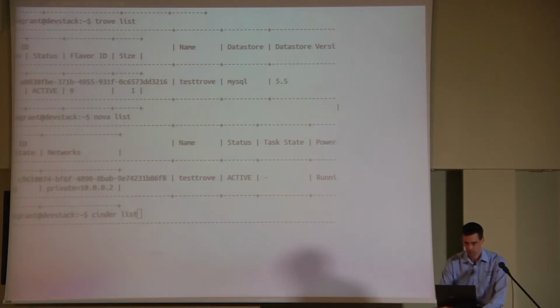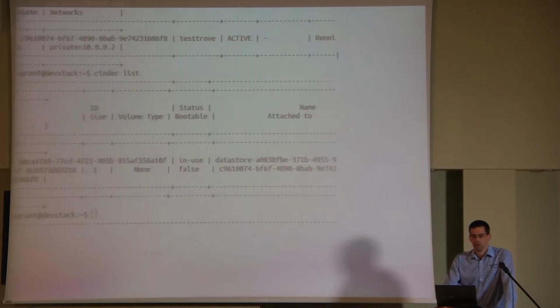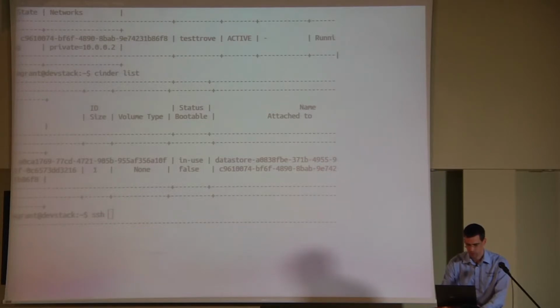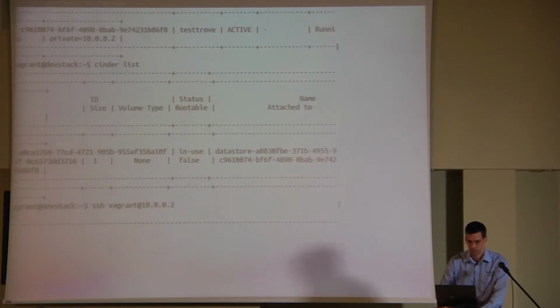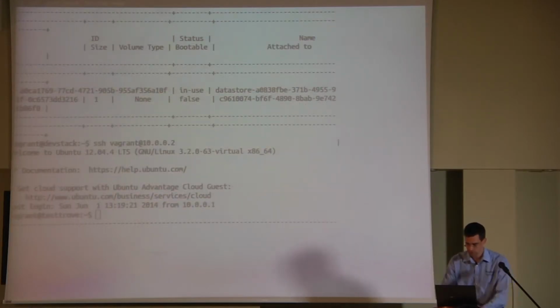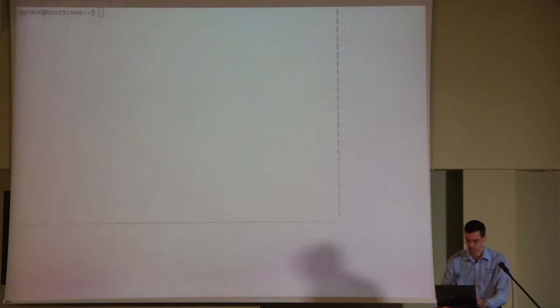And this is a Cinder volume that has been created with our Trove create command automatically and has been attached to this Nova guest. So if we go ahead and do a vagrant ssh to 10.0.0.2, there we go. And that's now inside our test Trove instance.